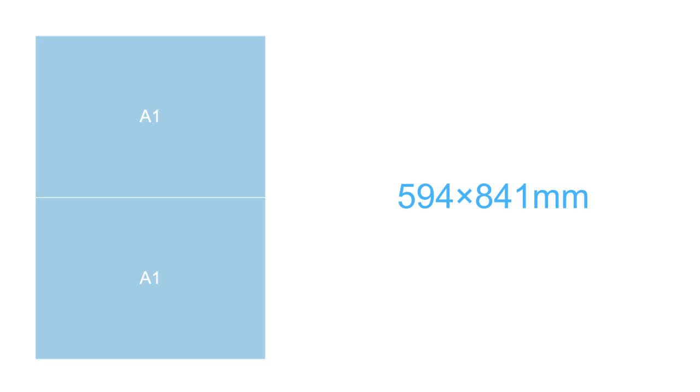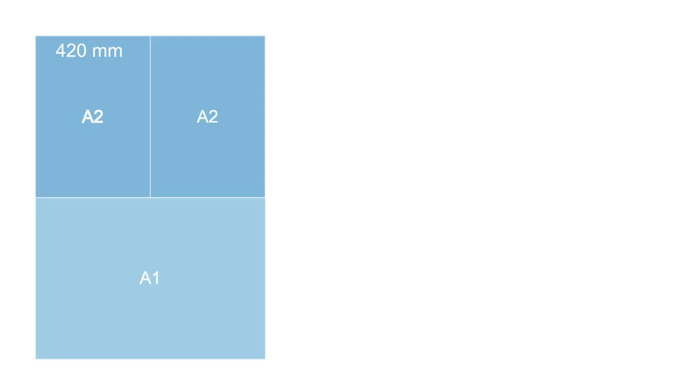If we cut an A1 size paper in half in similar fashion, we get two sheets of paper, each with a dimension of 420 by 594 mm. A2 papers are mainly used for drawing, printing, photos or posters, etc.